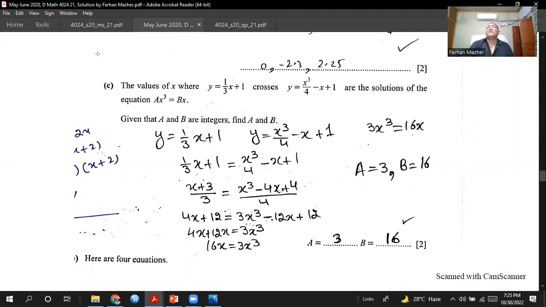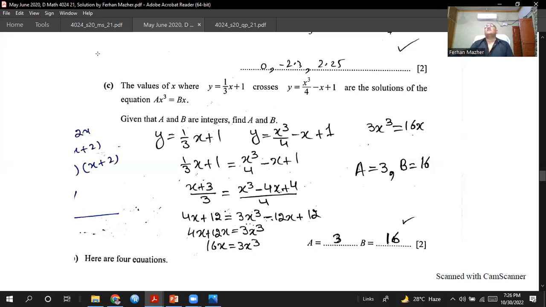The whole thing divided by 3 equals to, on the right side, the LCM will be 4. So it will be (x^3 - 4x + 4), the whole thing divided by 4. So cross multiply. So you will have 4x + 12 equals to, the 3 will multiply with that expression. So you will have 3x^3 - 12x + 12. So you will have 4x + 12x equals to 3x^3 + 12 - 12. They are cancelled. So you will have 16x equals to 3x^3. So 3x^3 is equal to 16x.